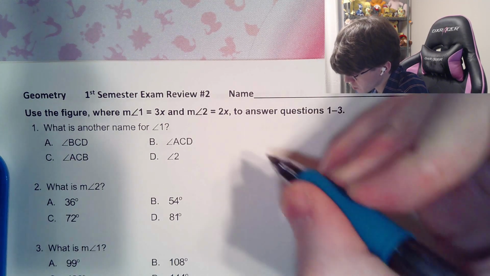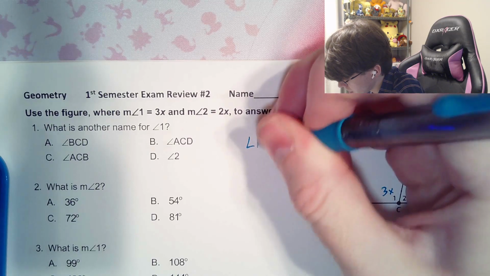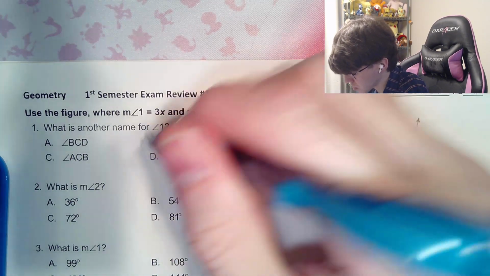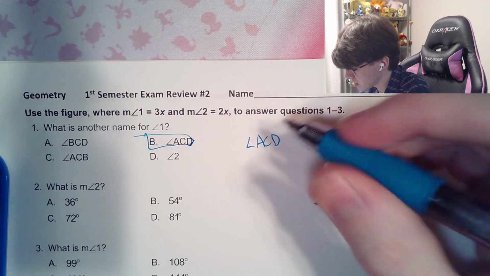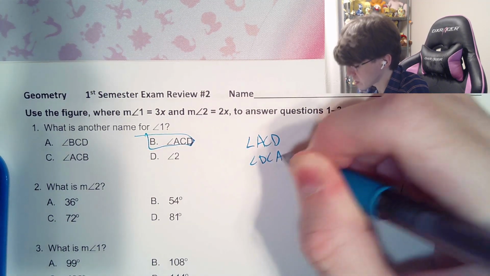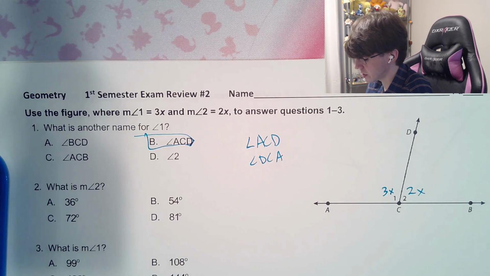So this one, the correct answer would have been angle ACD, which is actually the correct final answer, but the other way you could have written it would have been DCA. So that was another acceptable answer for angle 1. Continuing on, what is the measure of angle 2?